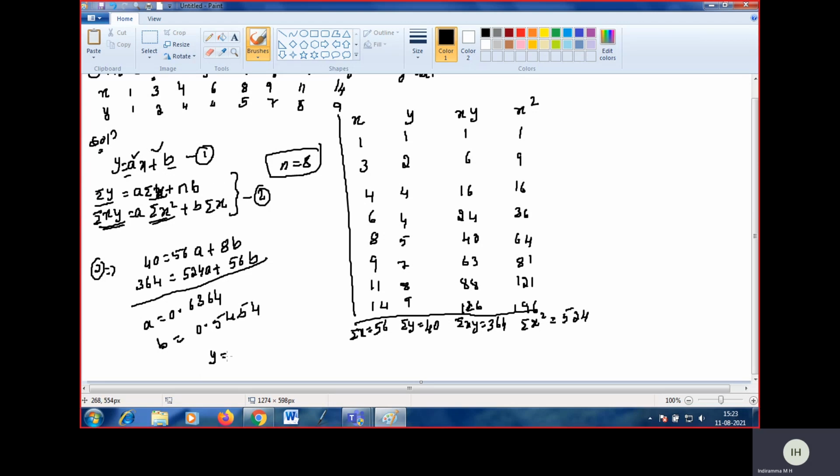So y is equal to a. We got a as 0.6364 into x plus b value will be 0.5454. This is the best fitting curve for the given data. You can check your answer by substituting x equal to 1. Any values for x you can substitute. You will get exact value of y or near value of y.